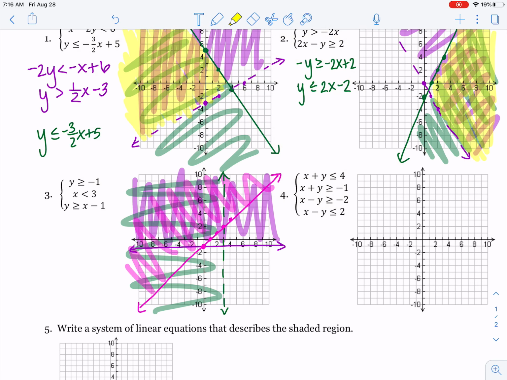So my final answer is going to be to the left of the green line, above the purple line, and above the pink line. So it's kind of got this rectangular shape with a little corner removed. Some of you, if you just want to shade the final answer, that's okay too. It's just a little easier for me to give partial credit if you have a little bit of work in between.